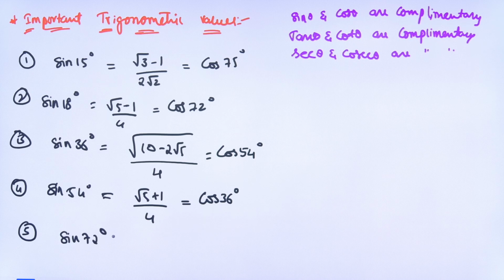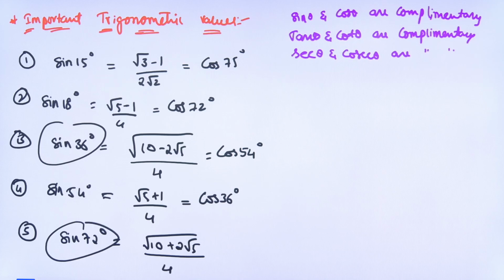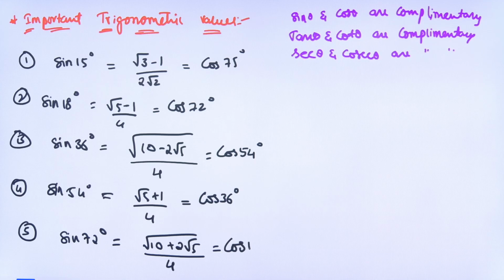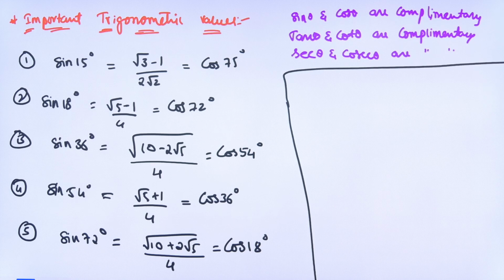Sine 72 degree will be equal to square root of, already we got this in an indirect manner in another form. See, student, observe this too. Both are looking almost the same, the values. Right. So sine 72 will be equal to cos 18 degree. Okay. Next. These are certain important ones, students, which you have to remember.